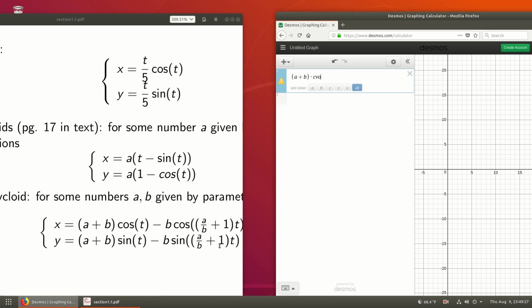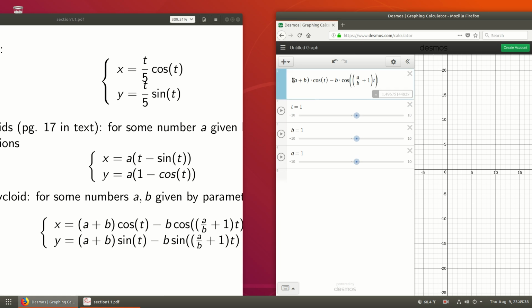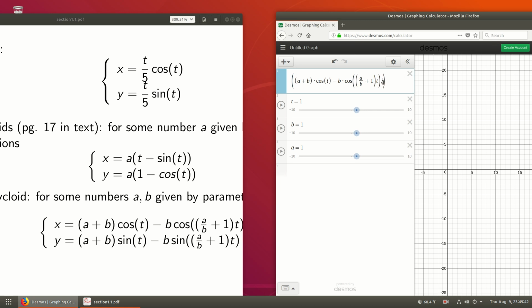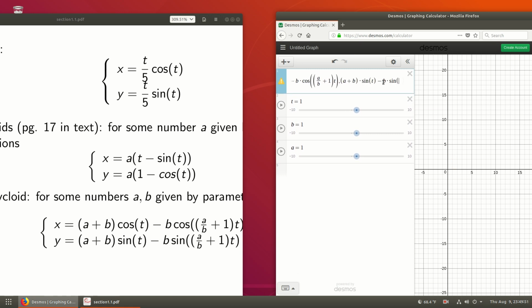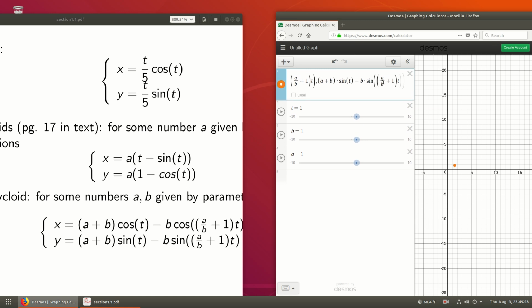A times B times cosine T minus B times cosine A over B plus 1 T. And we just add sliders. Now, we want a parametric thing. So that's the X. And now we want to put in the Y. So sine T minus B times sine of A over B plus 1 T. And we need our T's.